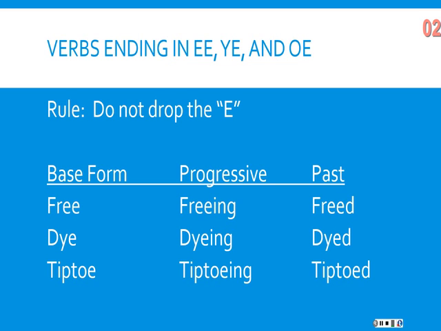The last example is tiptoe, which means to walk around on your toes. It ends with oe. To make it progressive, we keep all of those letters and add ing, tiptoeing. To change it to past, we only add a D, tiptoed.